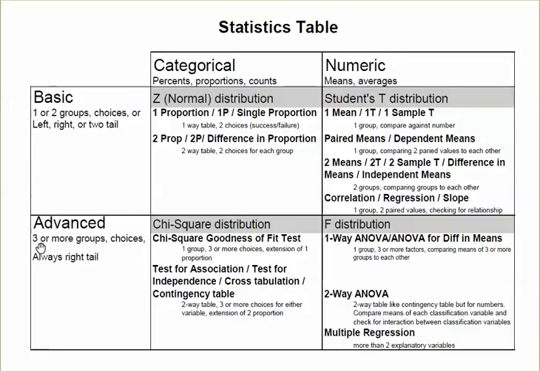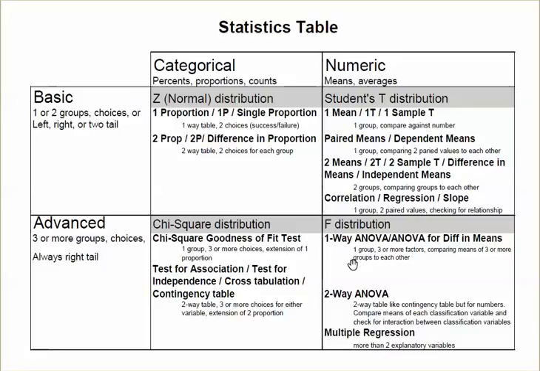Advanced is always three or more groups and involves choices. It's also always right-tailed. So basic can be left, right, or two-tailed, while advanced is always right-tailed. For advanced, if you knew you had three or more groups, you know automatically it's going to be in one of these two boxes. So it's a good way to understand where your data might fit, or what type of test you might want to use on your data.